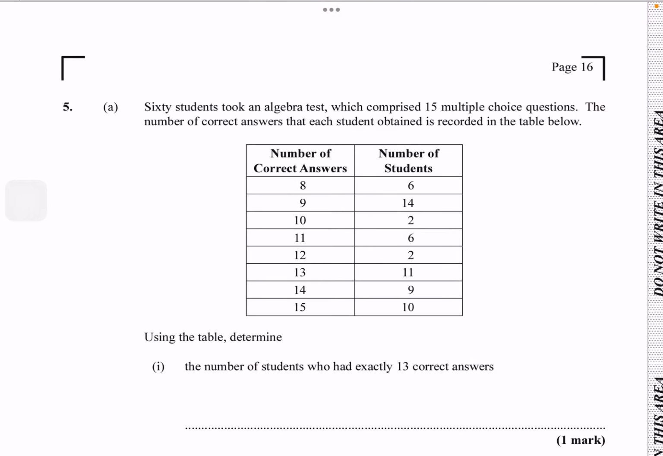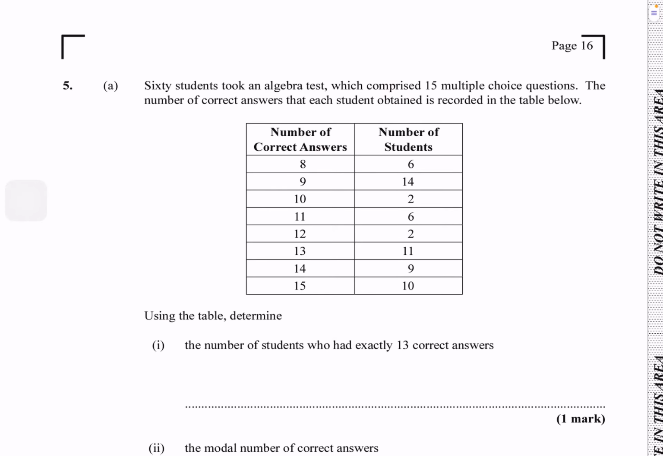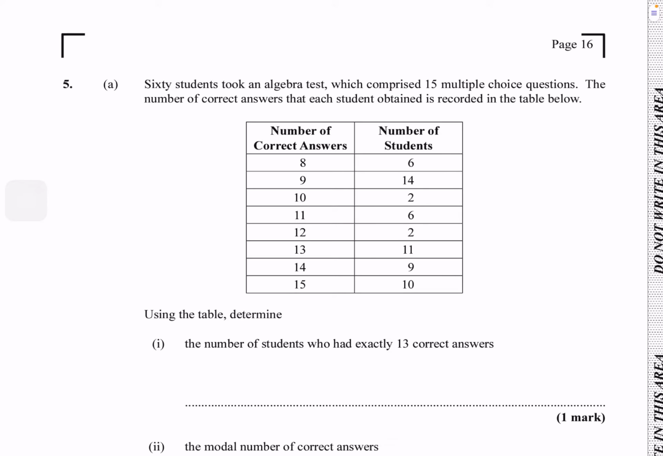Hi everyone. So welcome to a little past paper session on statistics in maths. We'll be doing about 3 questions today, and this would cover, if not 100%, 99% of everything you need to know in statistics, including how to draw graphs properly. Okay? So let's take this first question.